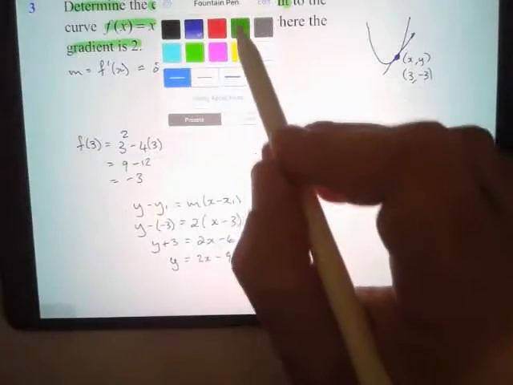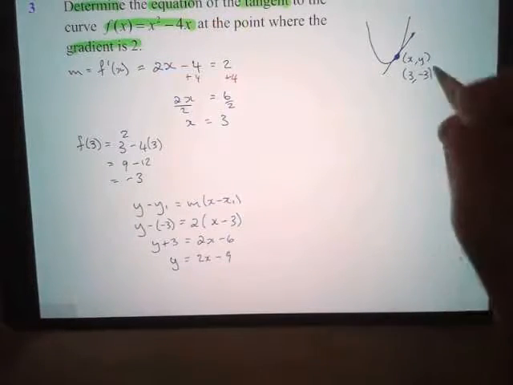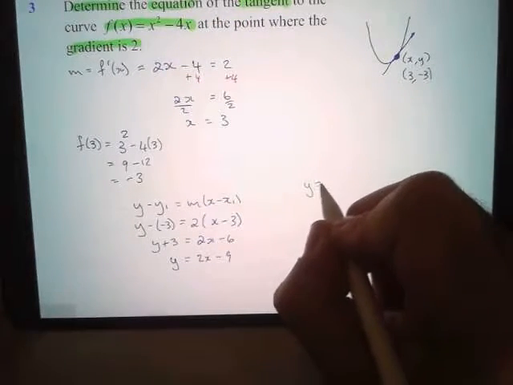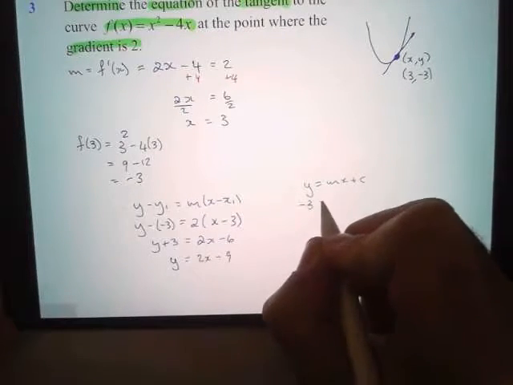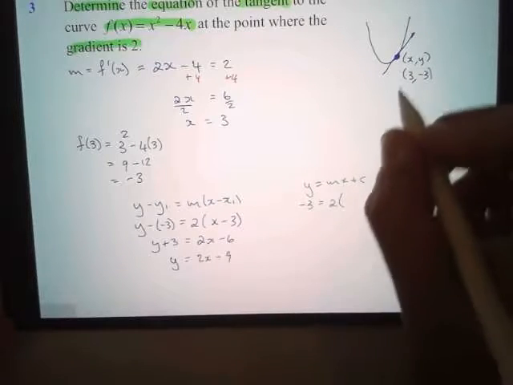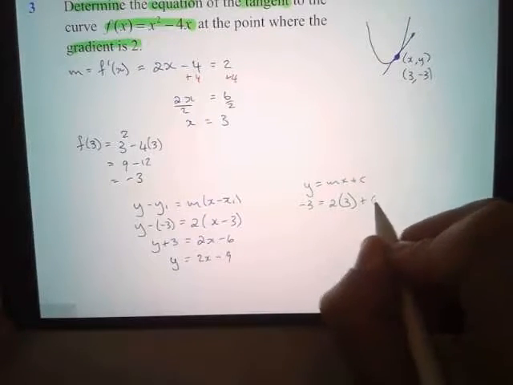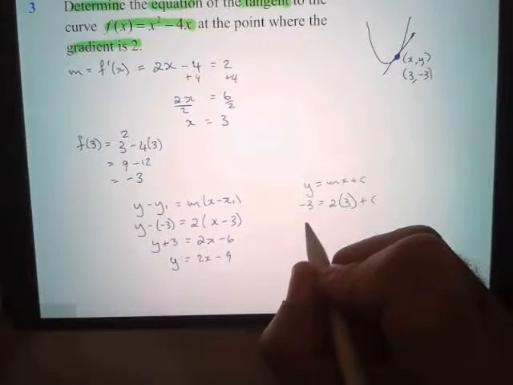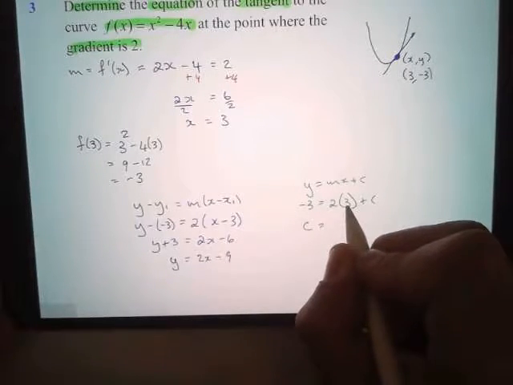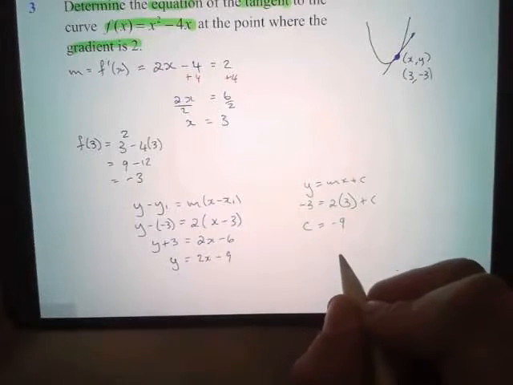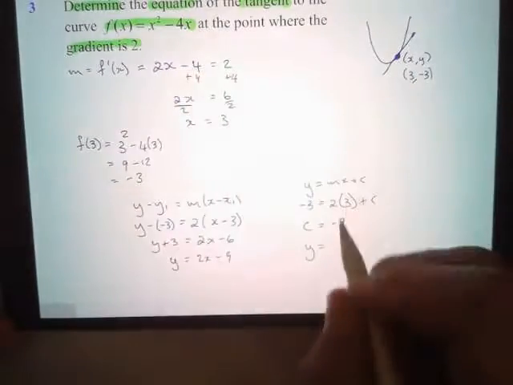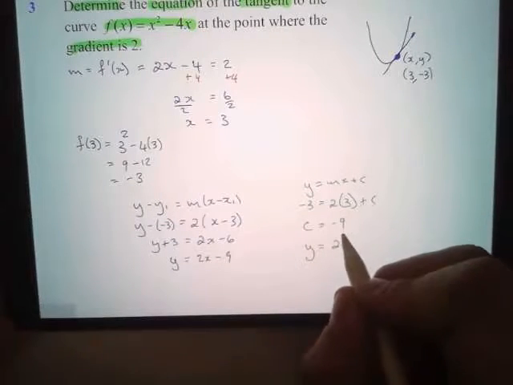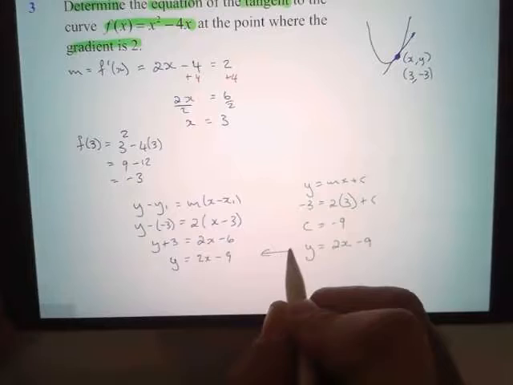What was the other way of doing it? I'm going to swap to green, and this is what I'm going to do. I'm going to say the equation of a straight line is y equals mx plus c. I know y is negative 3. I know the gradient is 2. I know x is positive 3, plus c. So I can find what's the value of c. c equals 2 times 3 is 6. 6 goes over. It becomes minus 3. Take away 6 is negative 9. My equation therefore is y equals gradient, the gradient is 2, x stays. What is c? Negative 9, which is the same as that.